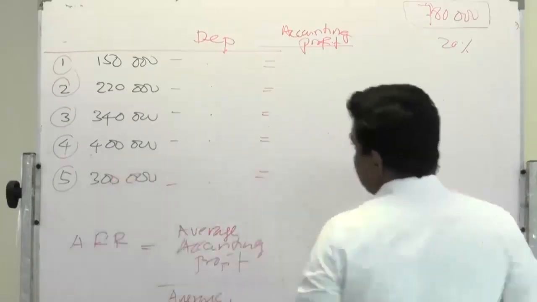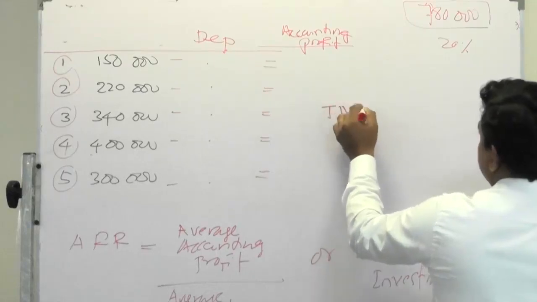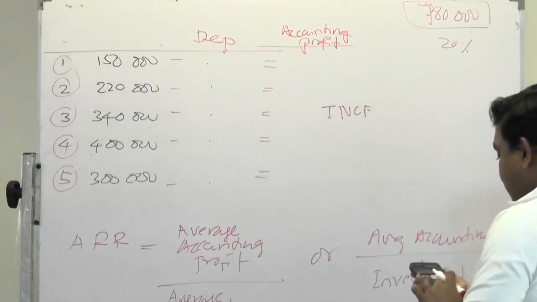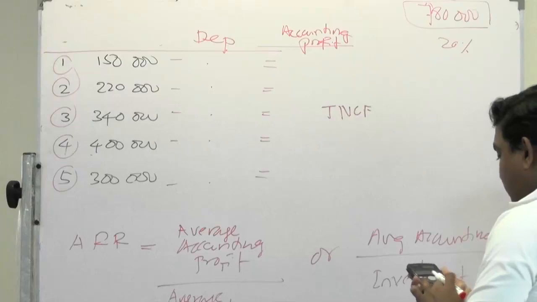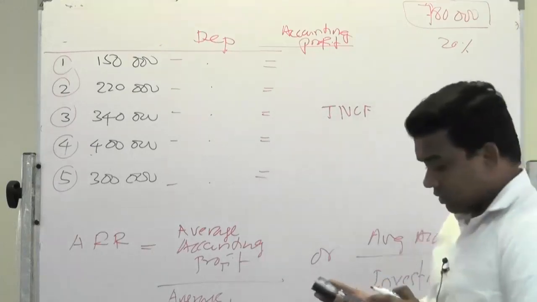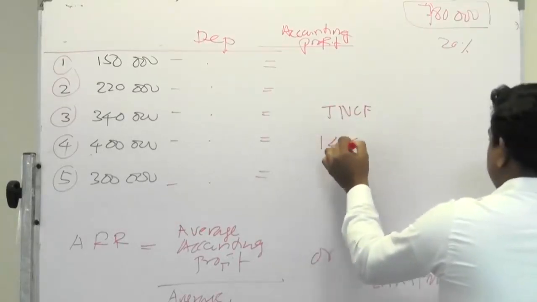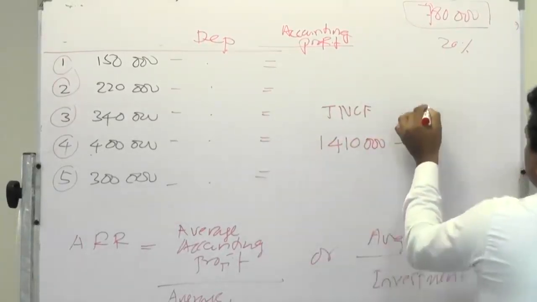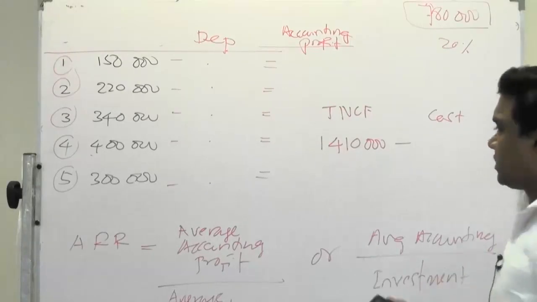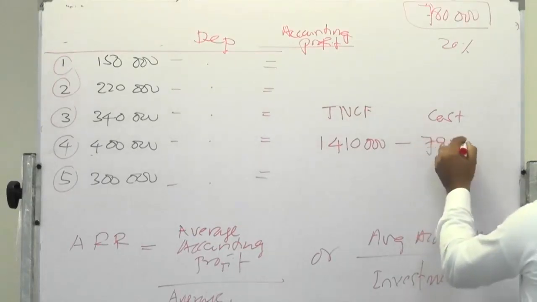Take the totals immediately. The total net cash flow, how much? 150,000 plus 220,000 plus 340,000 plus 400,000 plus 300,000. Now the total net cash flow for the 5 years will be 1,410,000. Then deduct the cost, because even if it is depreciated over 5 years, 20% by 20%, the total cost deducted from the total net cash flows is the same. Therefore you can deduct 780,000 from here.